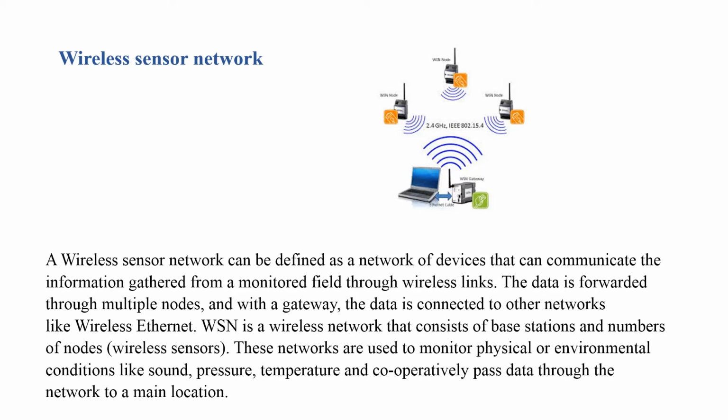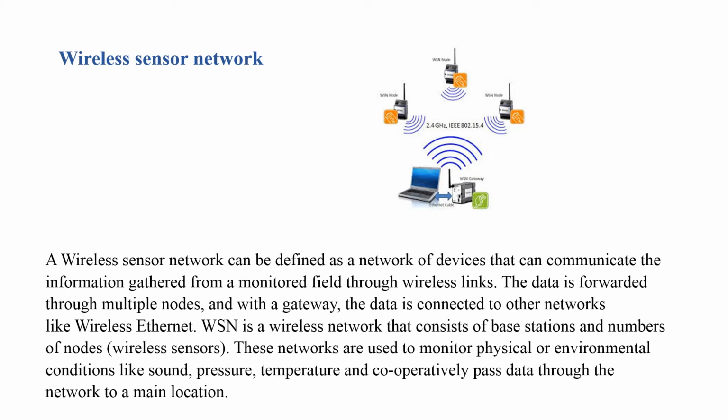Wireless sensor network. A wireless sensor network can be defined as a network of devices that communicate the information gathered from a monitored field through wireless links. The data is forwarded through multiple nodes, and with the gateway, the data is connected to other networks. A wireless sensor network consists of a base station and a number of nodes.